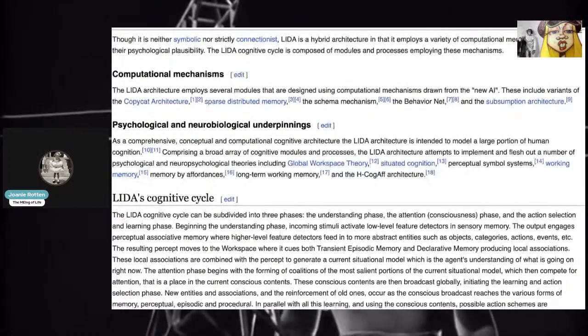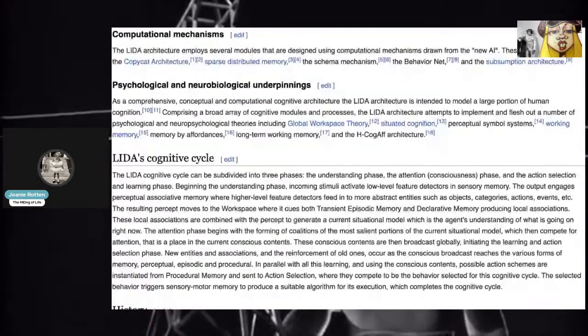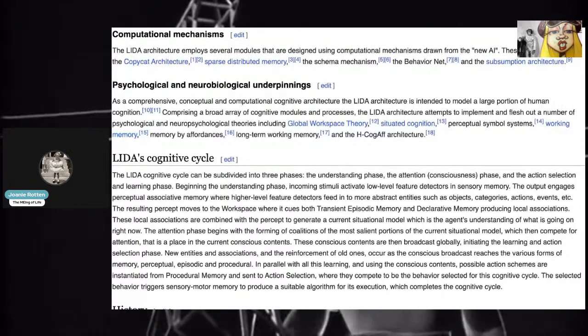Psychological and neurobiological underpinnings. As a comprehensive conceptual and computational cognitive architecture, the LIDA architecture is intended to model a large portion of human cognition, comprising a broad array of cognitive modules and processes. The LIDA architecture attempts to implement and flesh out a number of psychological and neuropsychological theories, including global workspace theory, situated cognition, perceptual symbol systems, working memory, memory of affordances, long-term working memory, and the H-COGAFF architecture.